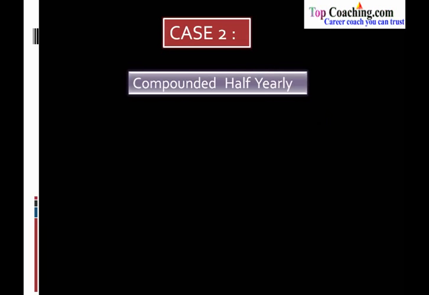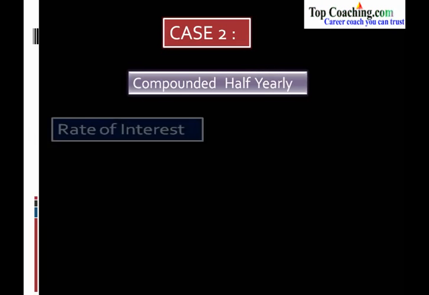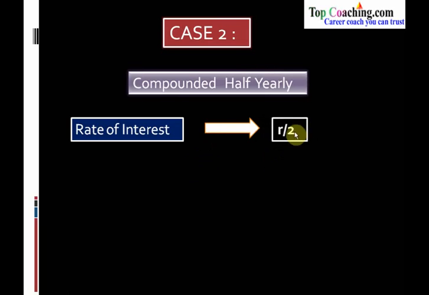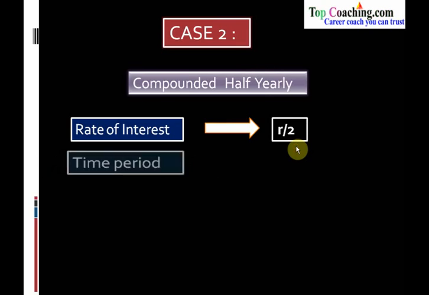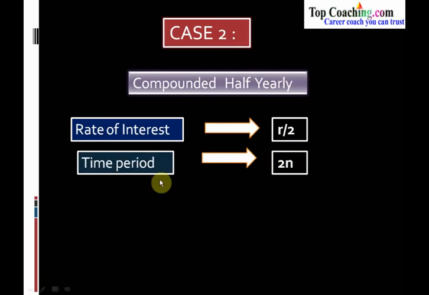So the time T is divided into two cycles of every 6 months. Now in this case, the rate of interest becomes R by 2. We have earlier seen that whenever we are calculating interest compounded half yearly, the rate of interest becomes R by 2, and the time period now becomes 2n. Why? Because there are two cycles of calculations. If we are investing for 1 year, then there are two cycles, so the time period now becomes 2.